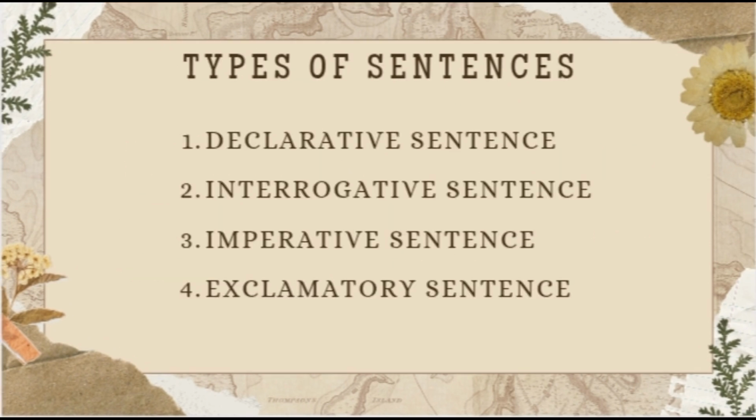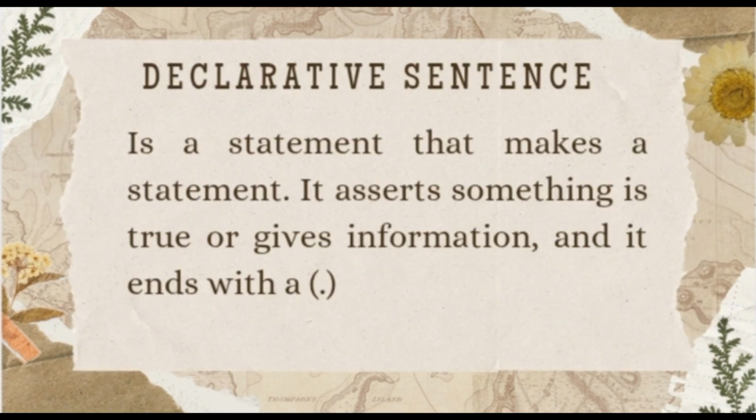There are four types of sentences according to use. These are declarative sentence, interrogative sentence, imperative sentence, and exclamatory sentence. Now, let's discuss the first type of sentence according to use, which is the declarative sentence. A declarative sentence is a sentence that makes a statement. It asserts something is true or gives information, and it ends with a period.